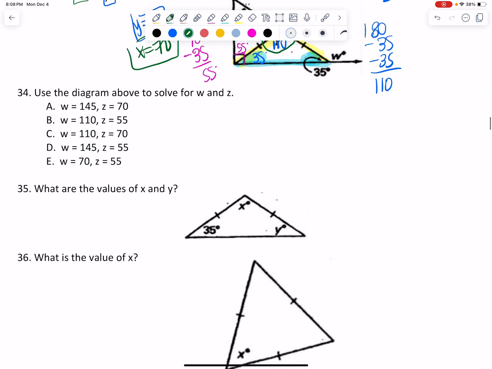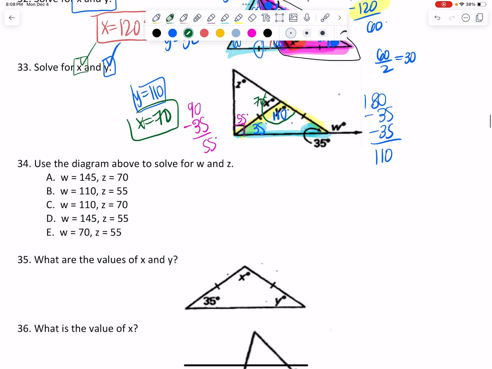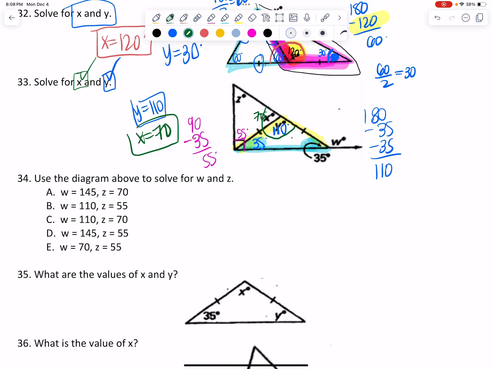Let's just keep going. Use the diagram above, dang it, to solve for W and for Z. Okay, so it does want us to solve for those. Didn't see it, y'all. They tricked us. Okay, so W is on this outside piece, and then Z is up here. And so, again, right when I thought we were done, this one adds up to 180, and so W is going to be equal to 180 minus 35.